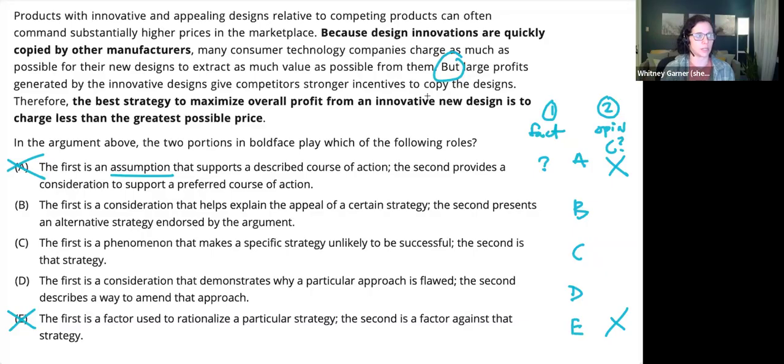The first is a consideration that helps explain the appeal of a certain strategy. Yeah, that makes sense. This would explain why, you know, they're copied quickly, so we should charge as much as possible. The first is a phenomenon that makes a specific strategy unlikely to be successful. Well, maybe. And then the first is a consideration that demonstrates why a particular approach is flawed. Okay, no, not quite here. This isn't why the approach is flawed. It's actually here to support kind of the initial strategy.